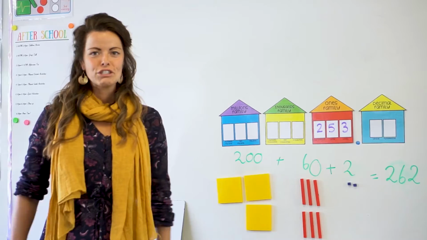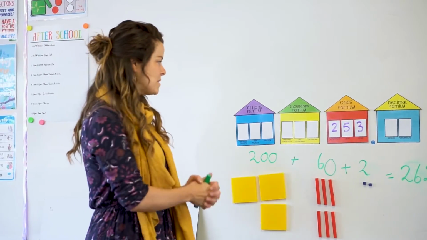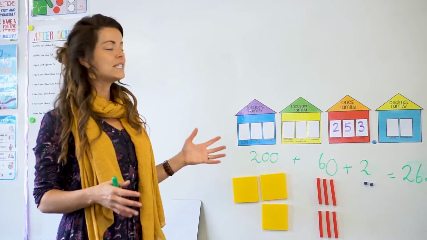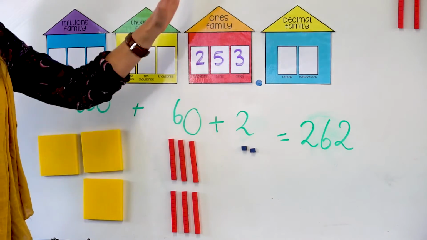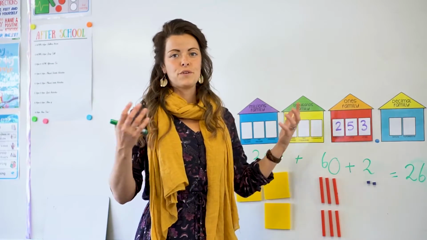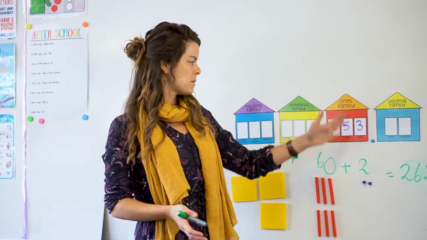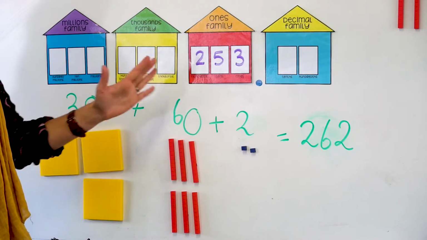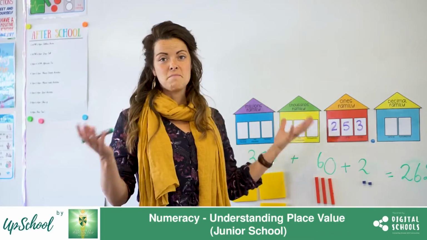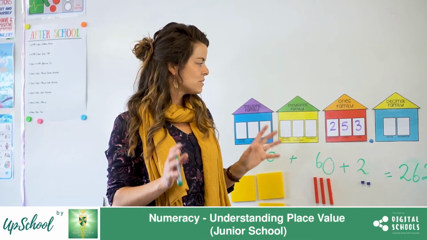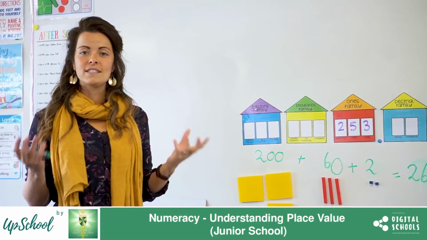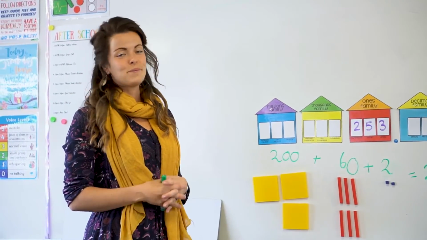So the overarching message that we would be sending home is that it's important that children understand that within the place value system every digit in each column has a specific value: the ones being the units, tens, hundreds, all the way up to millions with some students in the seniors. It's important that they understand that every digit has a specific value within the place value system.